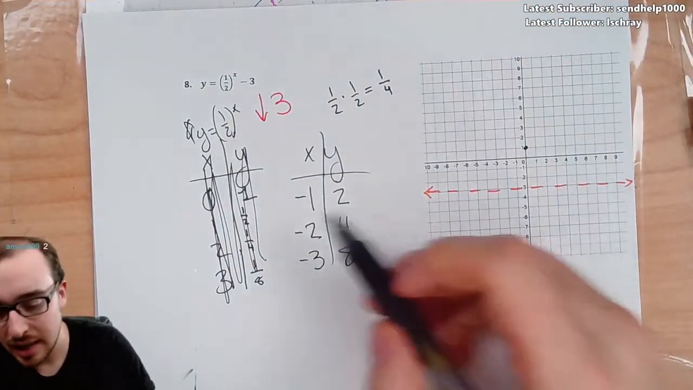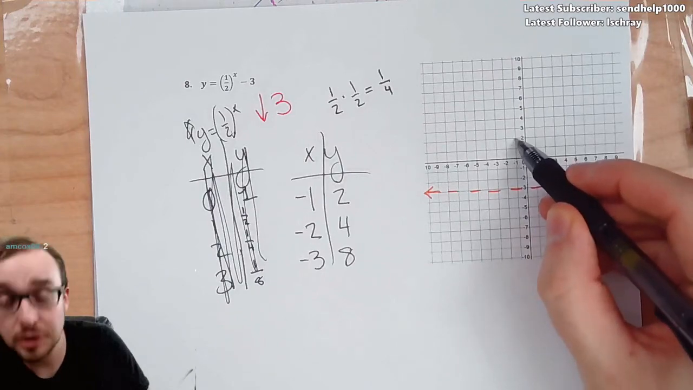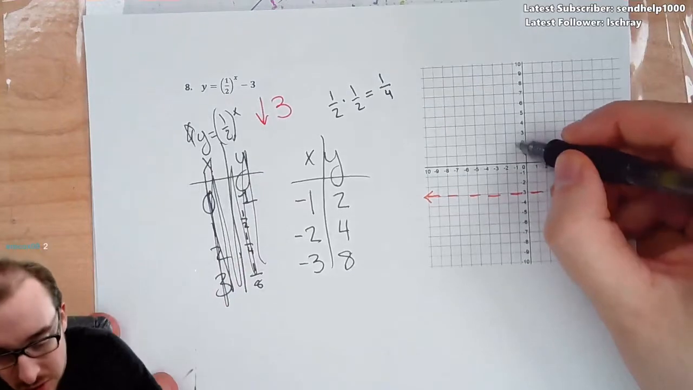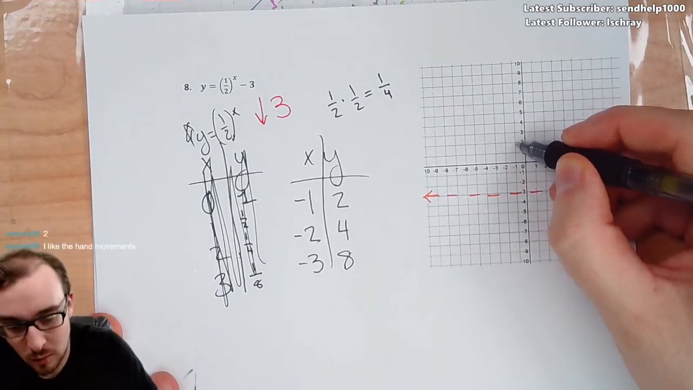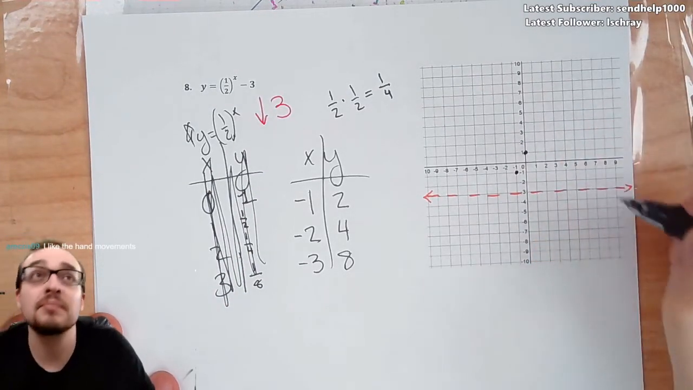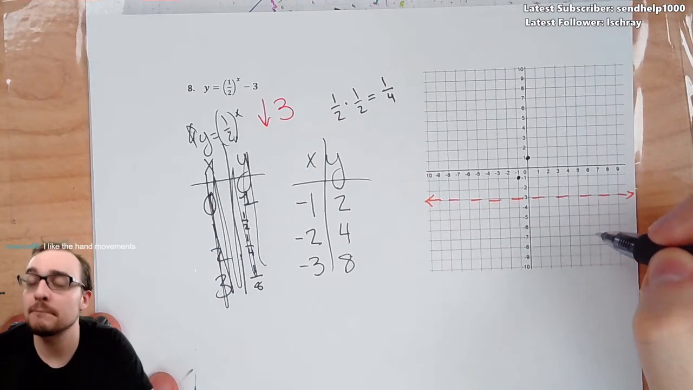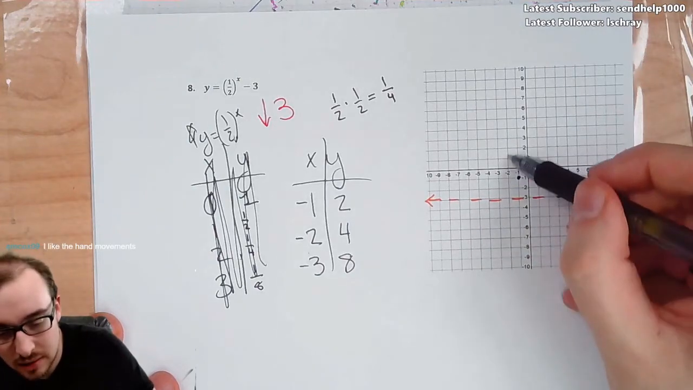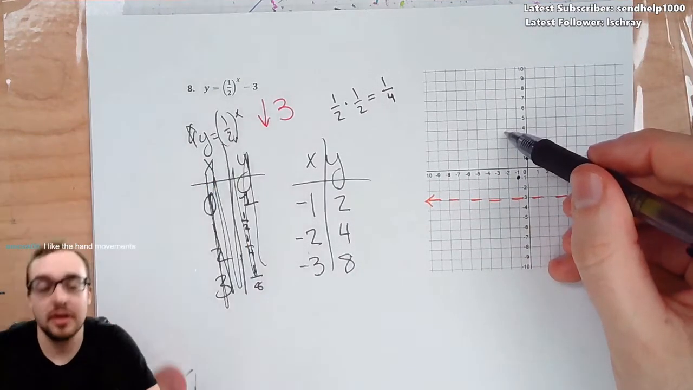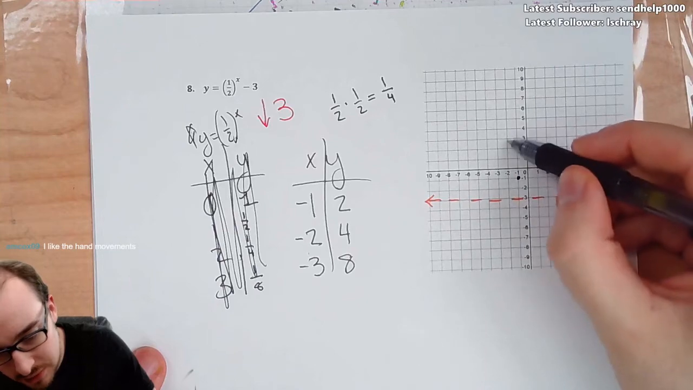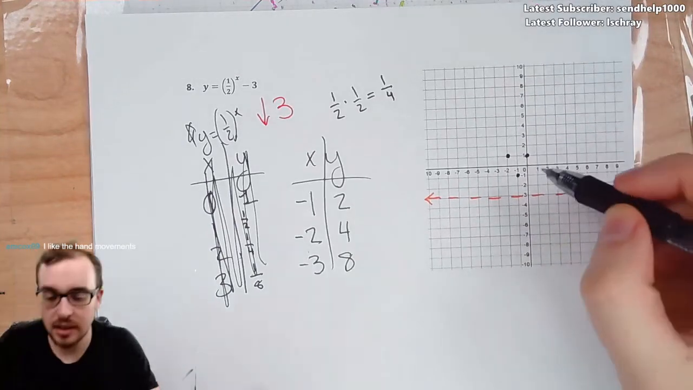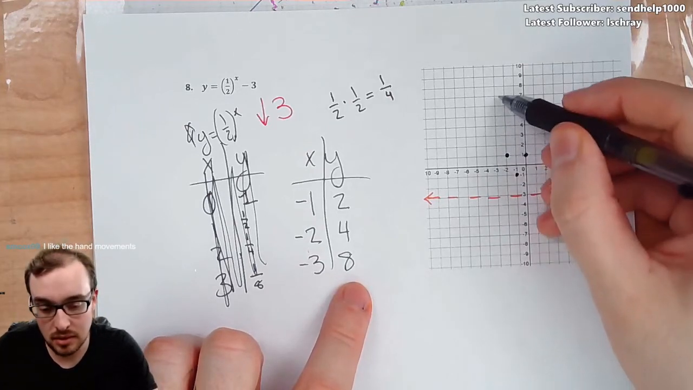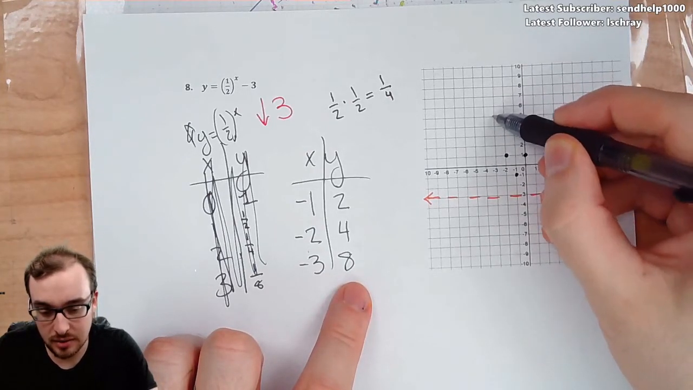So if you look, at negative 1, I would normally get 2 for my parent function. But it's going to move it down 3. So instead of going negative 1, 2, I'm going to go negative 1, 1, 2, 3 down, negative 1, negative 1. Negative 2 normally gets us 4. But we need to move it down 3. 1, 2, 3. Negative 3 normally gets us 8. But I gotta move it down 3.